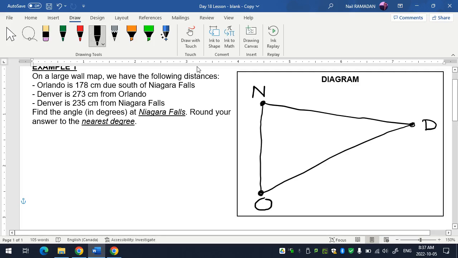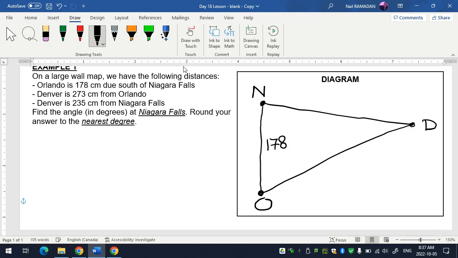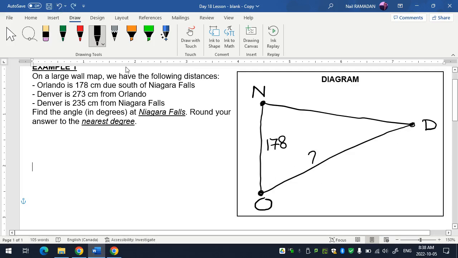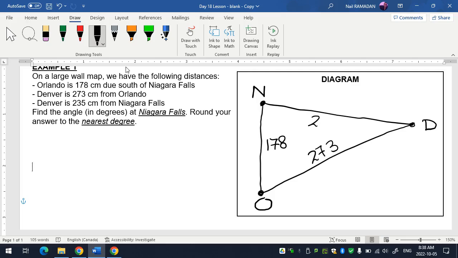Okay, let's put some numbers. How far is this distance? This one. Niagara Falls to Orlando. How far? 178 centimeters. So we just write 178. So go ahead, 178. Okay. Denver and Orlando. So from here to here, this one, we can say it is 273, which means this one is definitely the 235.